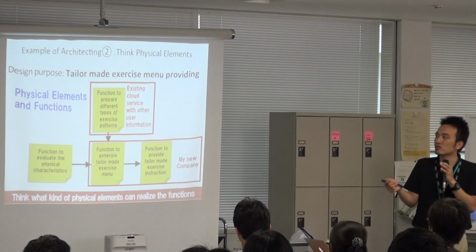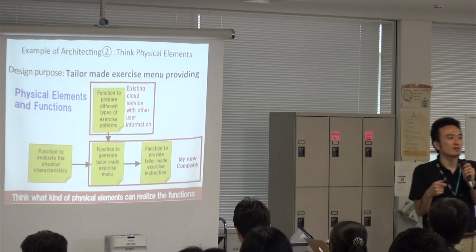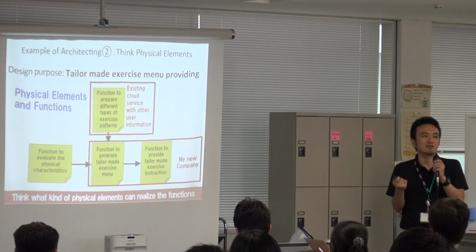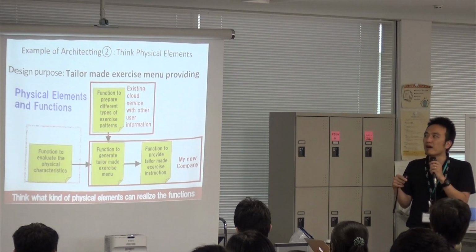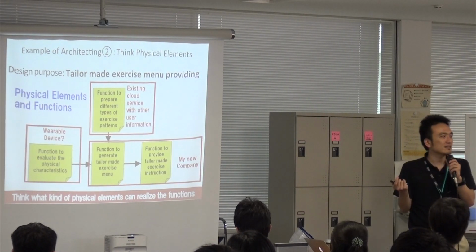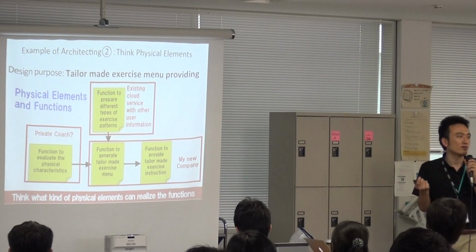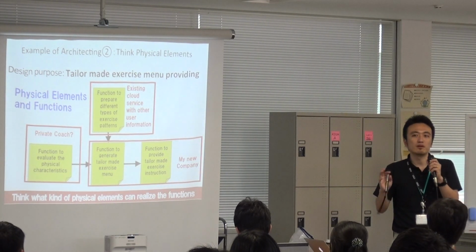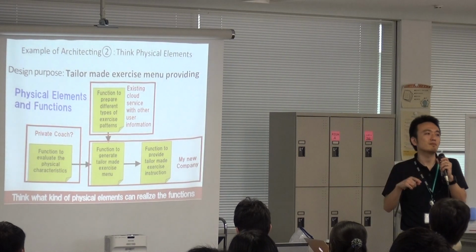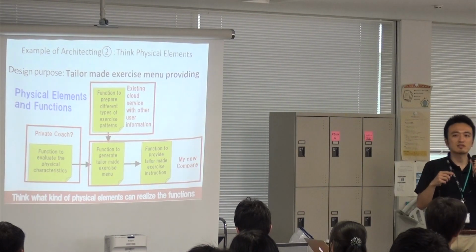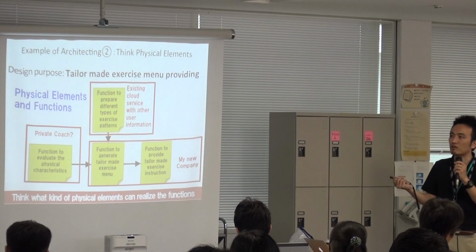What about the function to evaluate the physical characteristics of the target? There are many options that we can probably take. How about a wearable device? Yeah, maybe. But maybe we can do a private coach. I don't know. What should we do? That's the type of discussion you can have, just separating functions and physical elements.